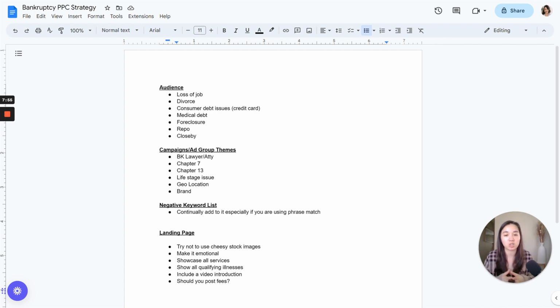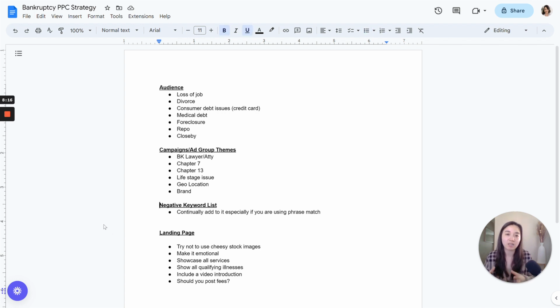So it's just, do you have the budget to afford it? And typically brand keywords are very cheap. It's like less than $1. So, if you can afford putting out budget for a bankruptcy attorney campaign, I think you can afford to put out to protect your own brand name. So definitely would consider that.